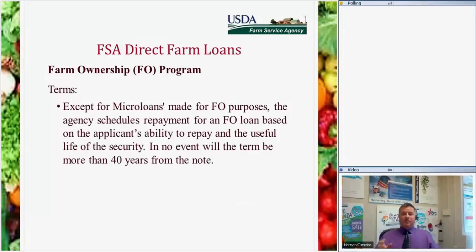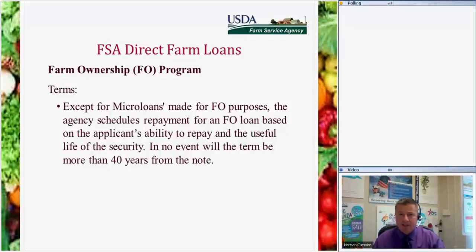So one thing as far as FO purposes, there are stipulations for microloans as far as the scheduling of it. Microloans are only good for 25 years. If you got an FO standard farm ownership loan, it could be good up to 40 years, and depending on the time limit, we do it in increments of 5 years. So we just want to make sure you're able to pay the note back.